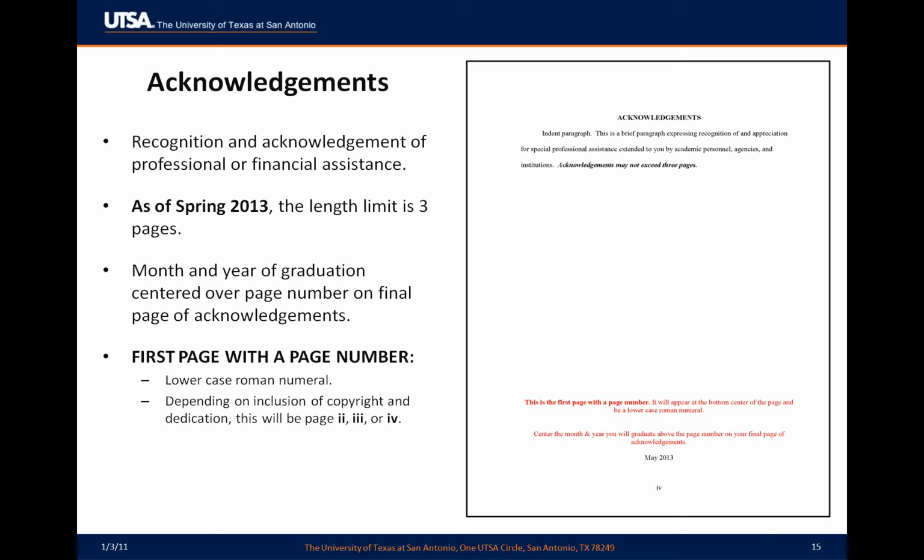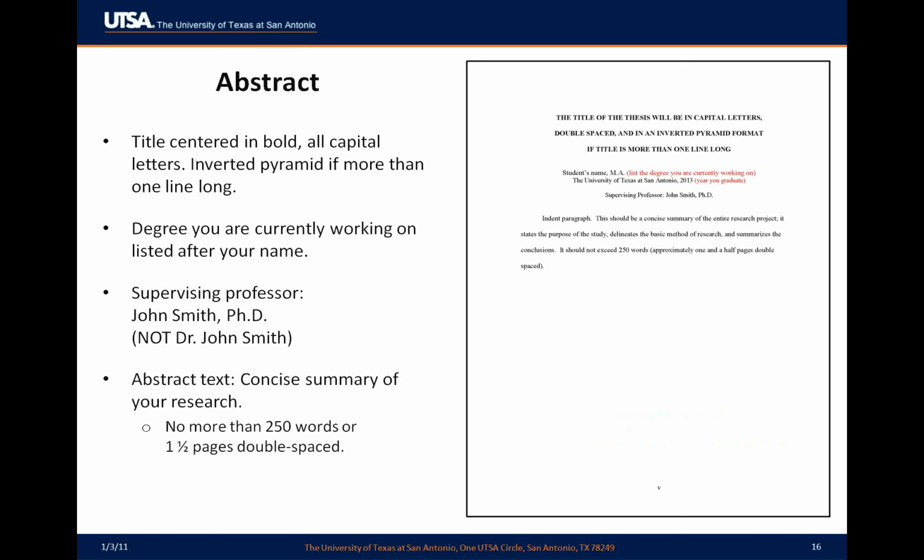If you happen to use 2 or 3 pages for your acknowledgments, this date down here at the bottom will appear above the page number on the last page of your acknowledgments. It does not have to appear on all 3 pages, just on the last one. And that's only if you go over 1 page of acknowledgments. After the acknowledgments comes the abstract.